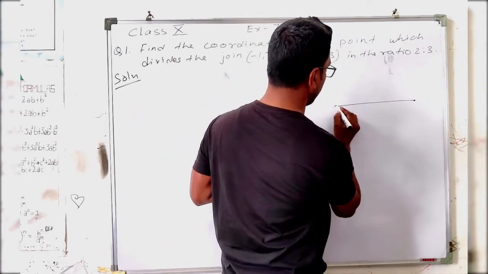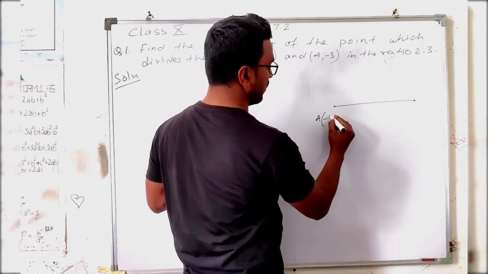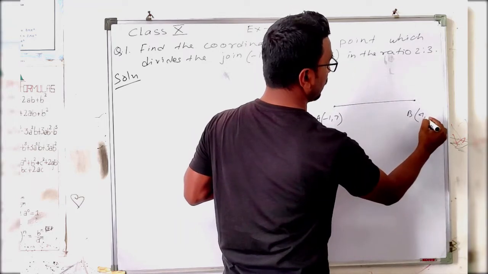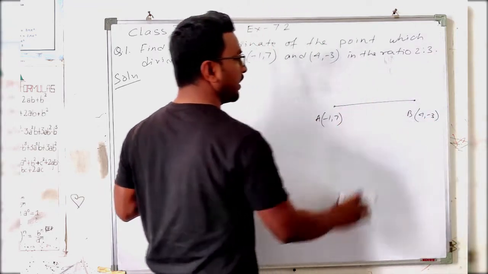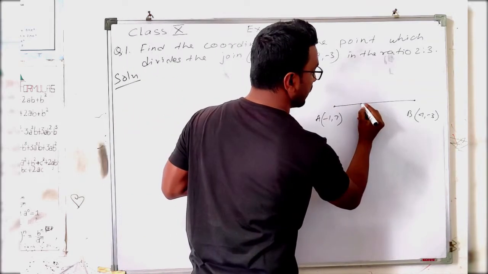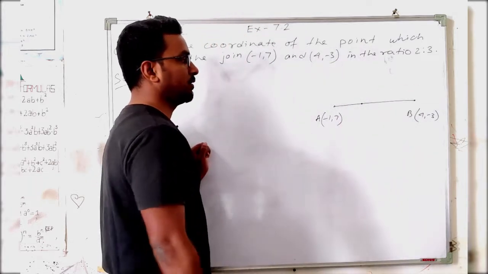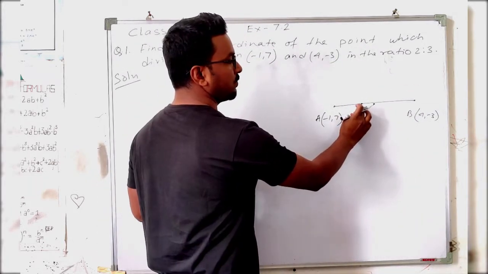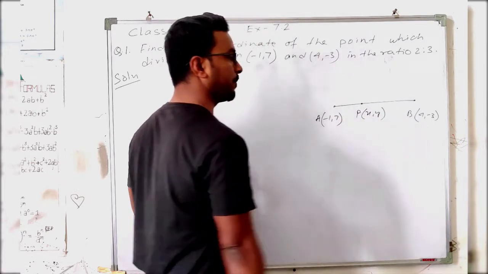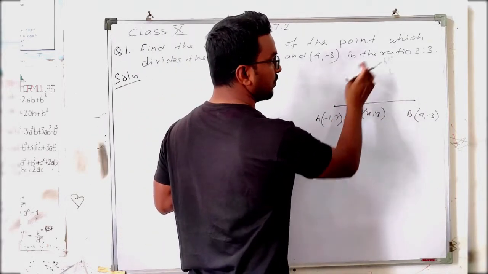Suppose this is the line segment, and let's name the points A as -1, 7 and B as 4, -3. So this line is divided in the ratio 2:3. Suppose this is the 2 part and this is the 3 part. We have to find the coordinates of this point. Let's give the point P as x, y. And this line is divided in the ratio 2:3.